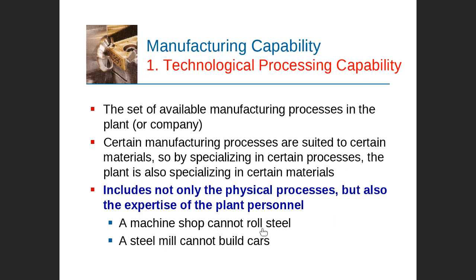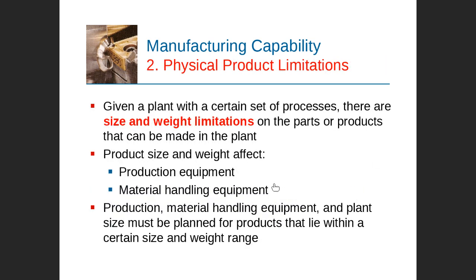A machine shop cannot roll steel; they don't have the capability. Steel cannot be built, and a car cannot be done, because they don't have the technological capability. This is the first one. Second one, physical product limitation.